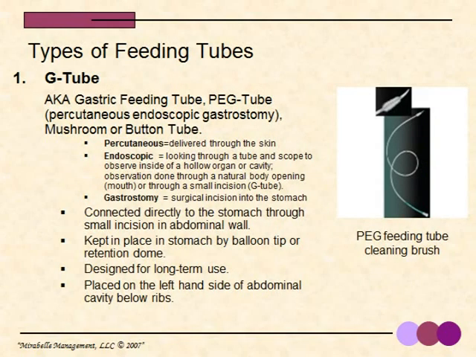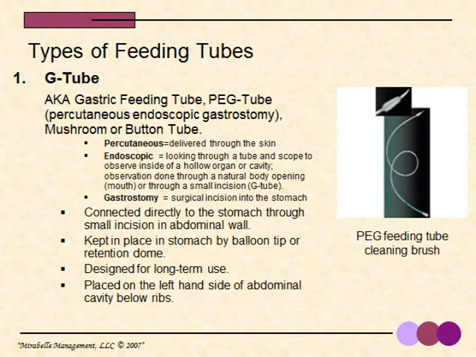One type of feeding tube is the G-tube. The G-tube is also known as a gastric feeding tube or a PEG tube, and the PEG stands for percutaneous endoscopic gastrostomy. It's sometimes also referred to as a mushroom or a button tube. Percutaneous simply means that it is delivered through the skin. The endoscopic is looking through a tube and a scope to observe what's inside of a hollow organ or a cavity. And the gastrostomy refers to a surgical incision into the stomach.